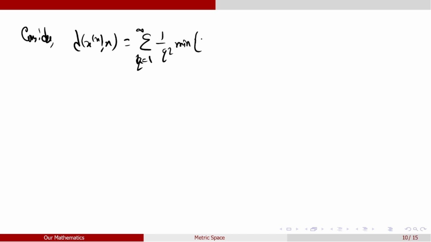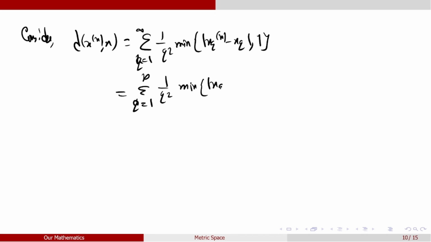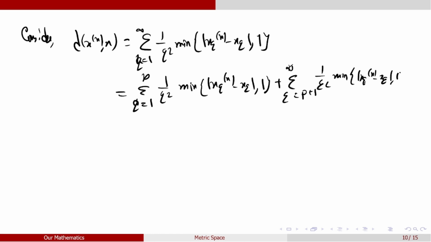Now from 1 and 2, what can we write? We will consider d of xn comma x, which we have to show is less than epsilon. This is equal to the summation over q equal to 1 to infinity of 1 by q square times the minimum of xqn minus xq comma 1. If we break this, it is the summation over q equal to 1 to p of 1 by q square times the minimum of xqn minus xq comma 1, plus the summation over q equal to p plus 1 to infinity of 1 by q square times the minimum of xqn minus xq comma 1.